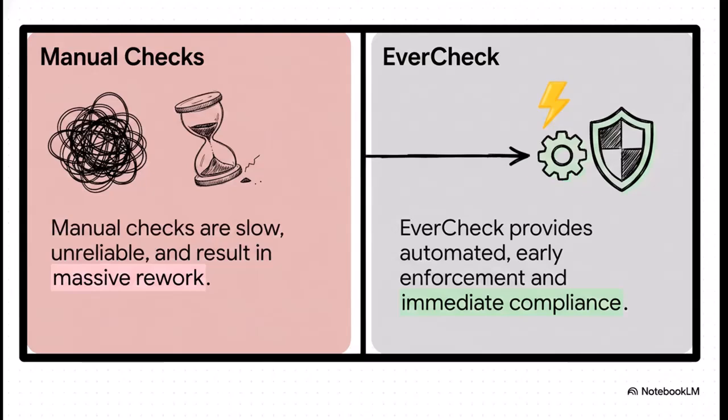On the manual side, we have those slow, unreliable processes practically guaranteeing that late violation cascade and massive rework. But with EverCheck, the workflow is completely automated. It enforces the rules early, and it gives you out-of-the-box compliance with MAAB and MISRA SLSF rule sets, while also seamlessly supporting any project-specific rule extensions you might want to add on top of that.